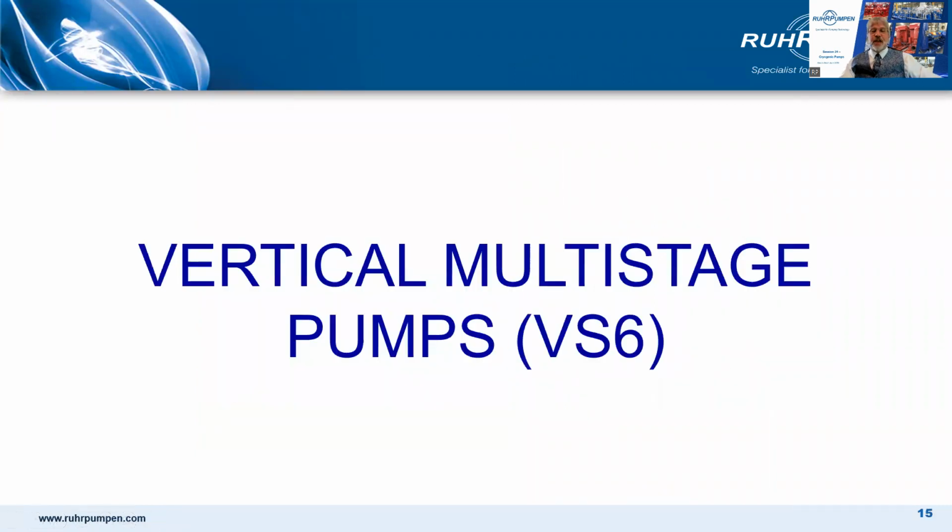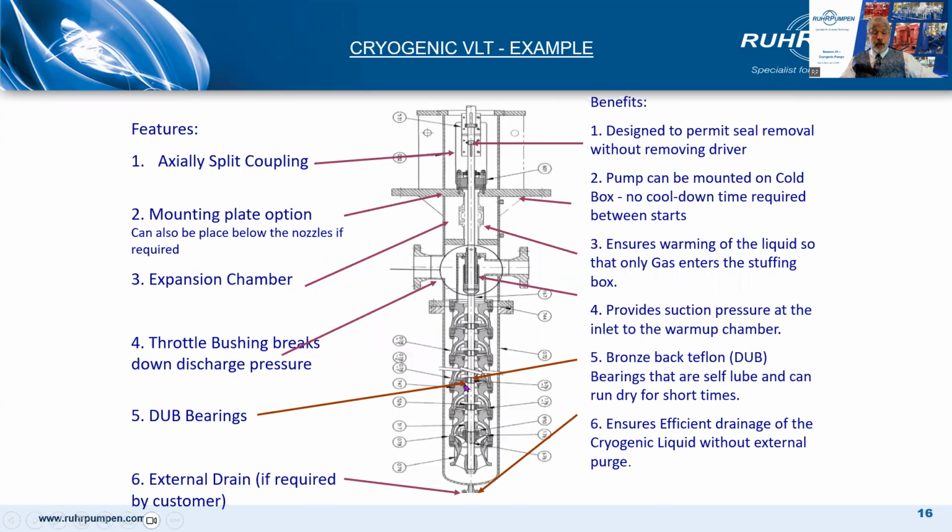Part 2 of this presentation now, vertical multi-stage pumps type VS6. This is a Ruhrpumpen Sulzer factory speciality and has been for over 40 years. Here we see how the cryogenic build pump differs from the conventional pump. Thrust is taken in the motor, so we have a rigid, axially split muff coupling. It maintains close tolerances and it's a spacer design, so the mechanical seal can be removed with the motor in place.